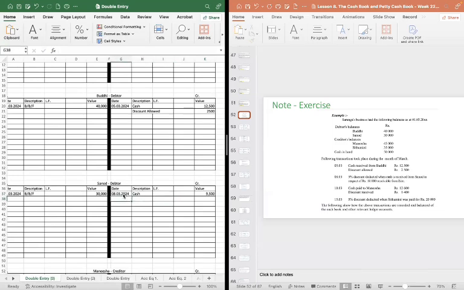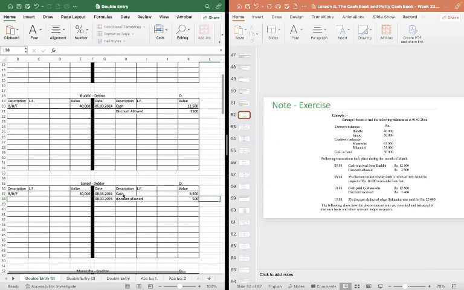On the other hand, on the same day, we give a cash discount. So discounts allowed, and that is 500. Okay.